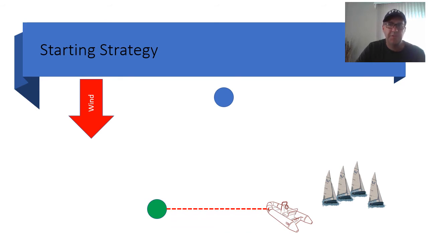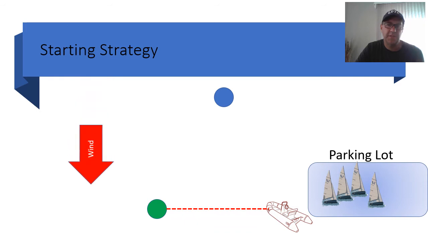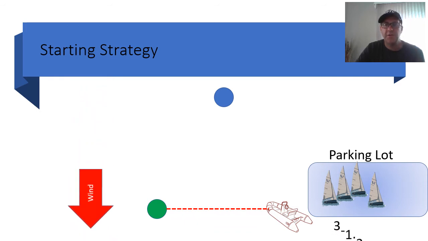Okay, so now we're going to talk about strategy a little bit here. There are some things that will help you get around this, to get a good start, and to have a good chance of doing well in the regatta. And that's what we're going to focus on today. One of the terms you always hear me use is parking lot. When I tell you to be in the parking lot, you can see the position of these boats relative to the start line. That's the parking lot.